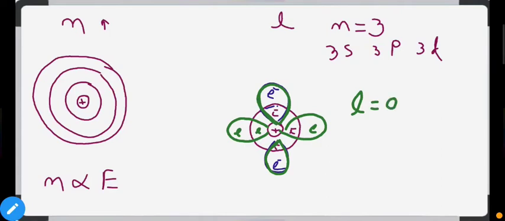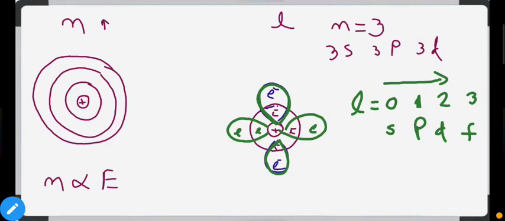If L is equal to 0, it represents s orbital, then distance will be least. L is equal to 1 represents p orbital, so it represents higher distance. Then we have 2, that means d, and 3, that means f. So as we move from 0 to 3 for L value, it represents more and more time electron will spend away from the nucleus. That's why less attraction and higher energy.